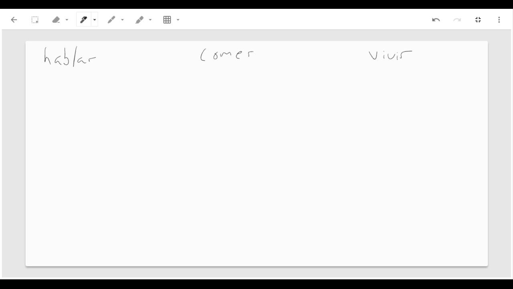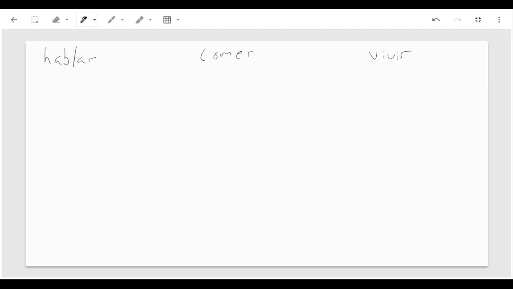All right, today we're just going to talk about how we conjugate normal verbs in the present tense. So on the screen here, we've got three regular verbs. We've got hablar, an AR verb, comer, an ER verb, and vivir, an IR verb.